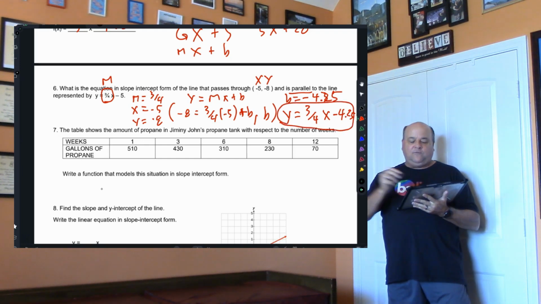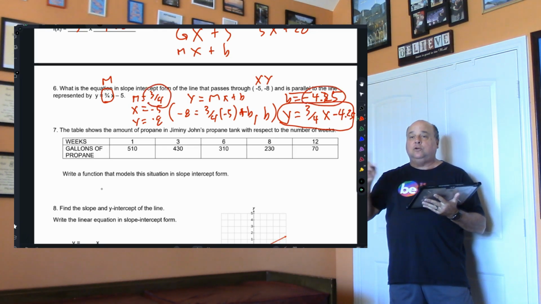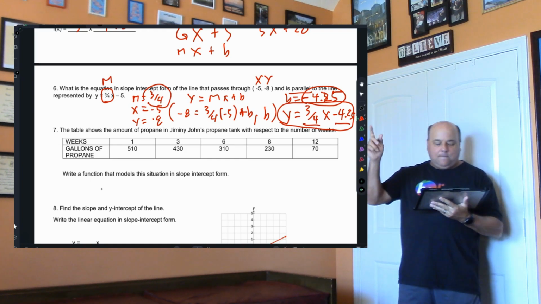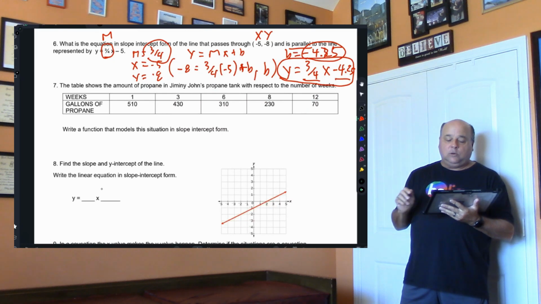So you're going to solve it for b. You're going to reuse the slope and use that b to make your equation. This is our slope. This is our y-intercept. Piece of cake, okay? Number 7, we got to do another linear regression.